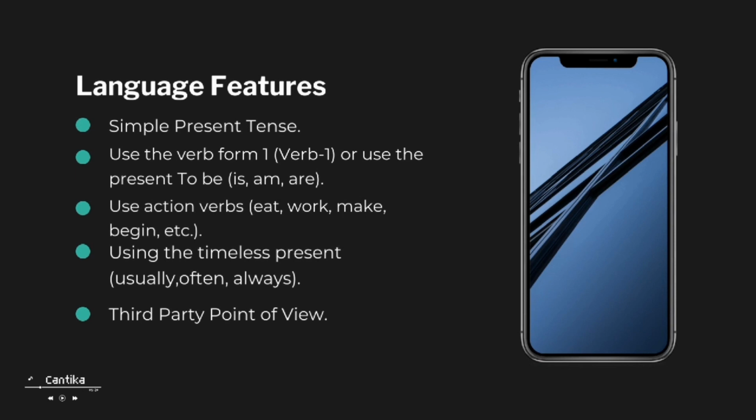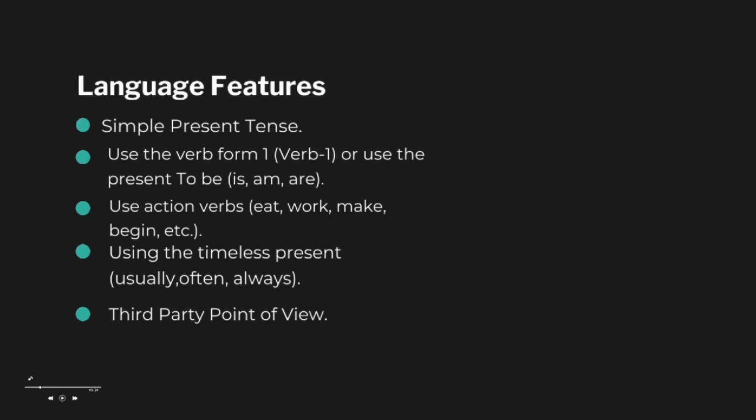Third, use the timeless keep. Example, usually, often, and always. Fourth, use the verb form one, or use the present to be. Example is, am, and are. Number 5, third party point of view.